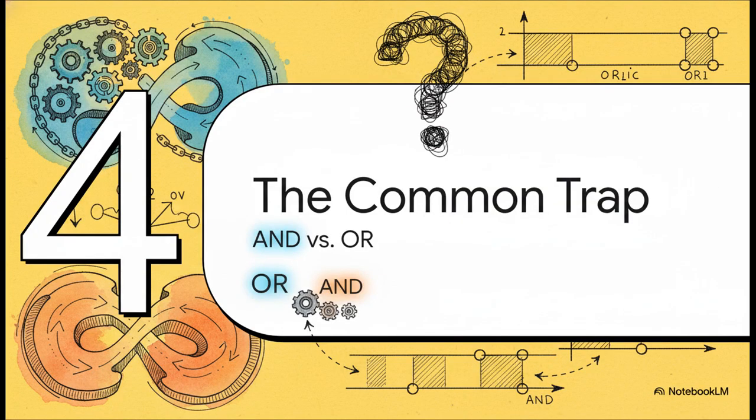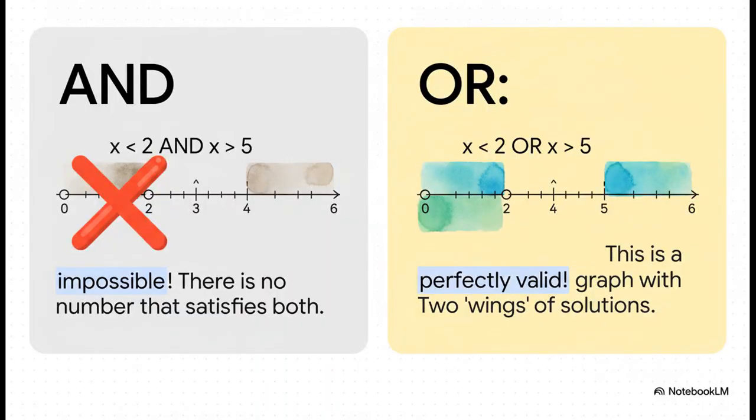Okay, before we move on, I want to talk about the number one trap that people fall into with these problems. It's a super common mix-up, but it can really throw you off. We have to make sure we don't confuse OR with its evil twin, AND. AND is super strict.